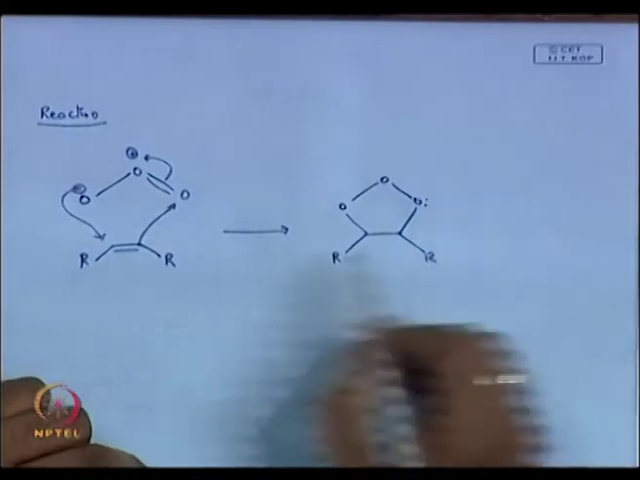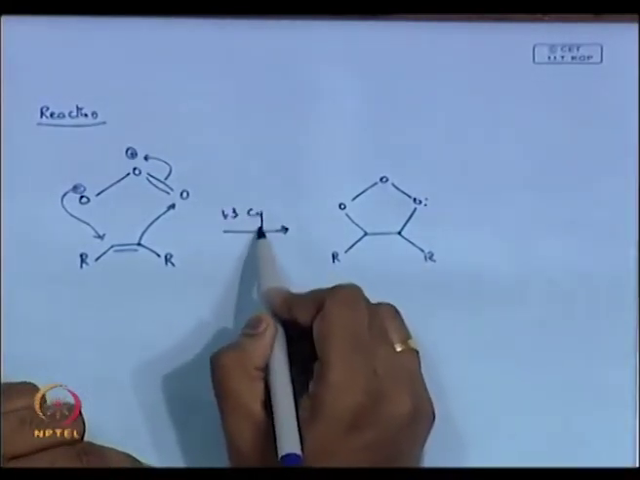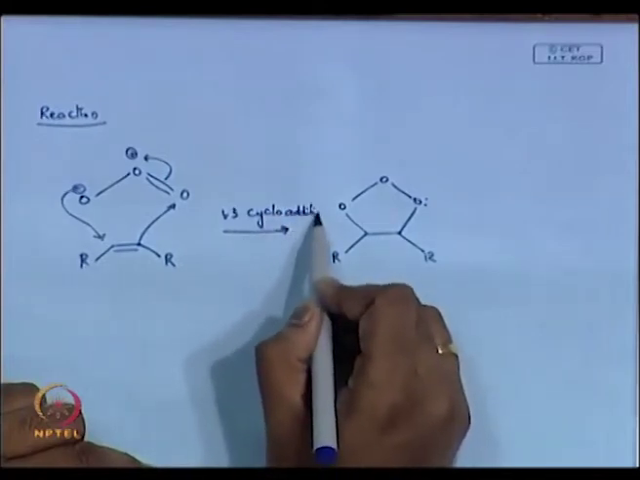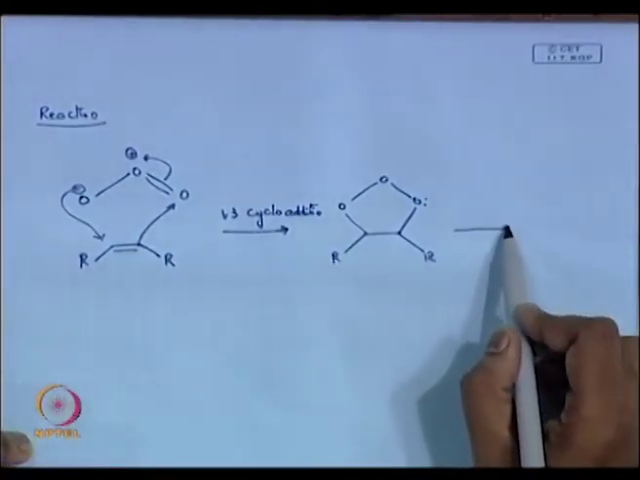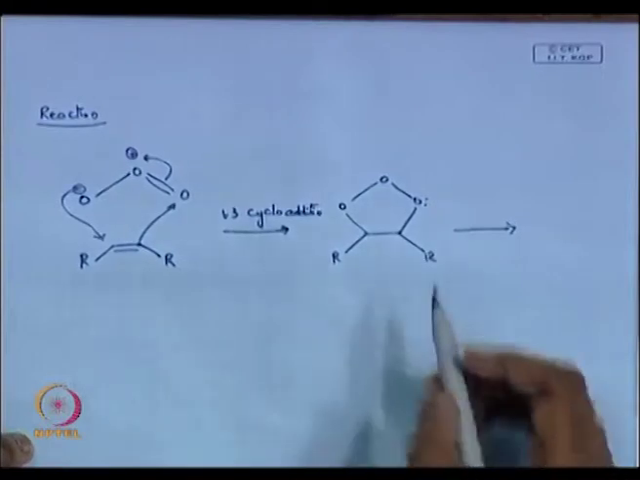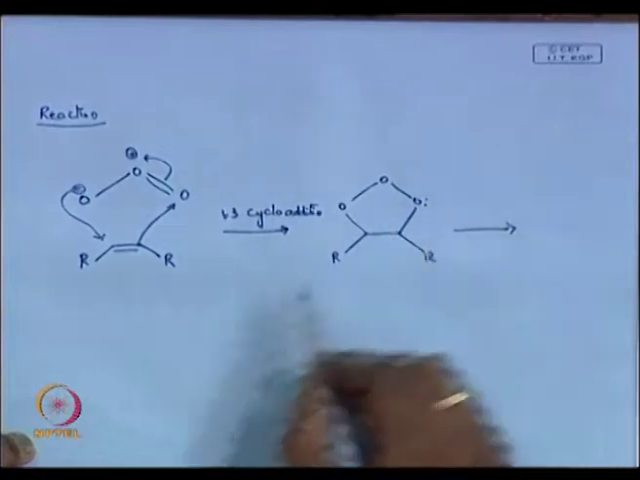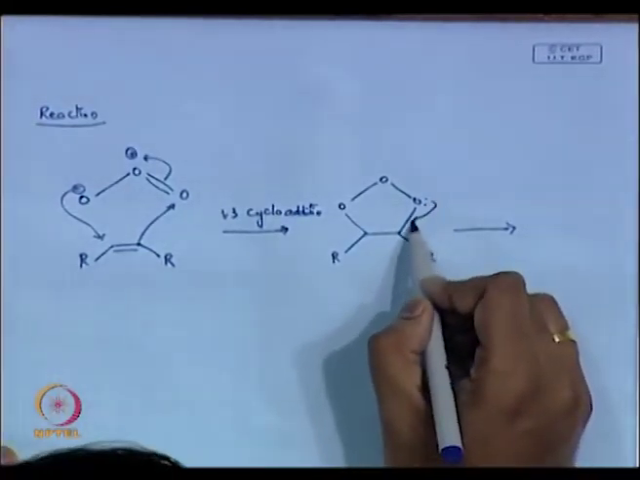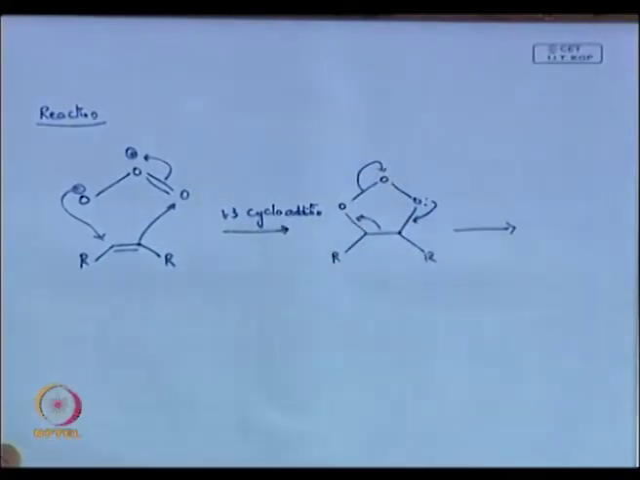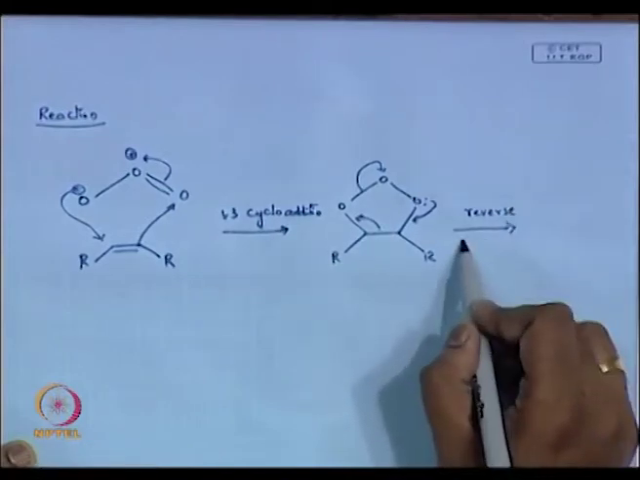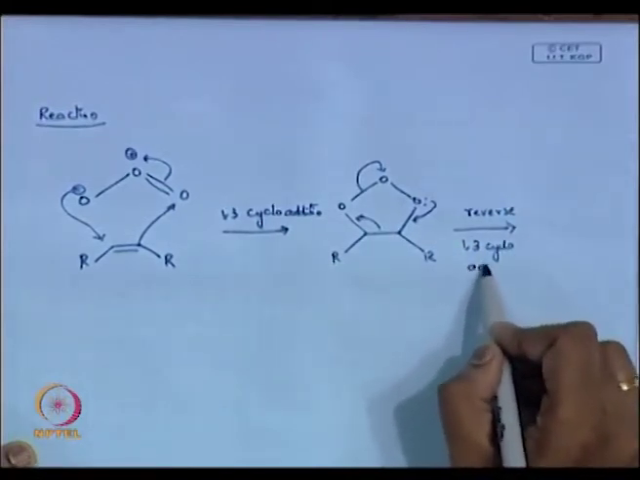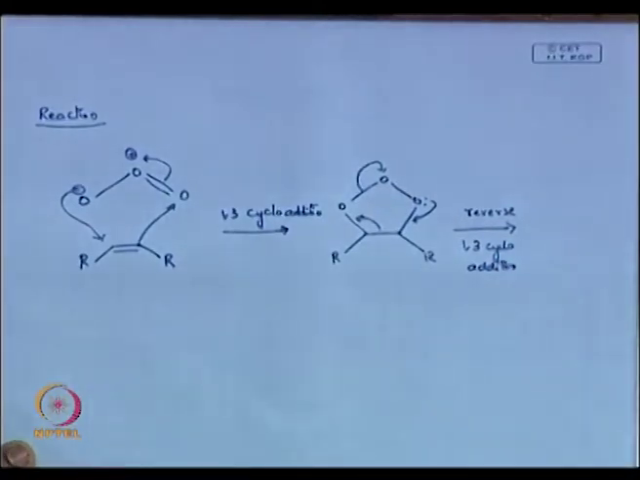See, the interesting part now, this is your proper 1,3 dipolar cycloaddition. Now, what happens? Because this is not the product you get when you do ozonolysis of an alkene, it undergoes something really interesting. What is that? You have studied that. It undergoes a reverse 1,3 cycloaddition. Very important.